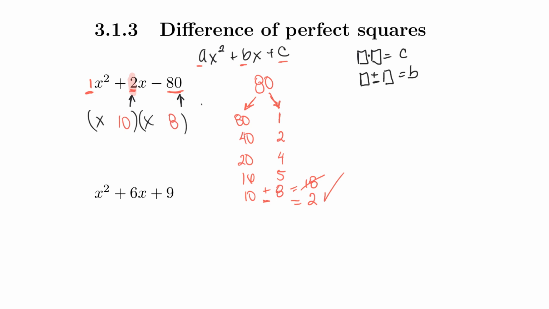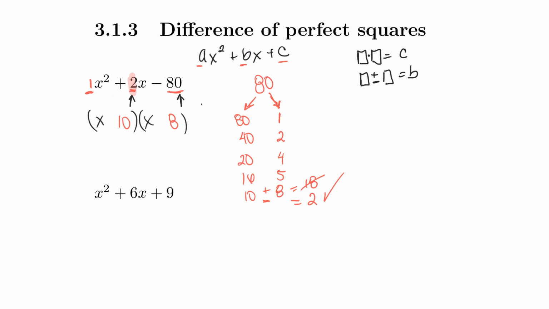Now let's think about the sign. We have a negative sign here and a positive sign here. But we know that these two numbers have to be subtracted from each other to get 2, because if they are added, then we get 18, and that's not in our interest. For a multiplication to be negative, at least one term has to be negative.